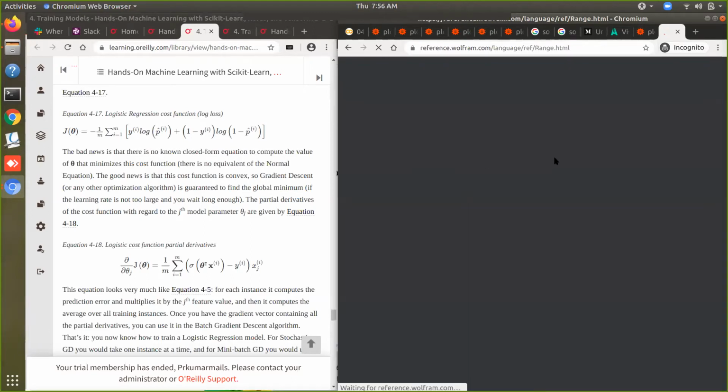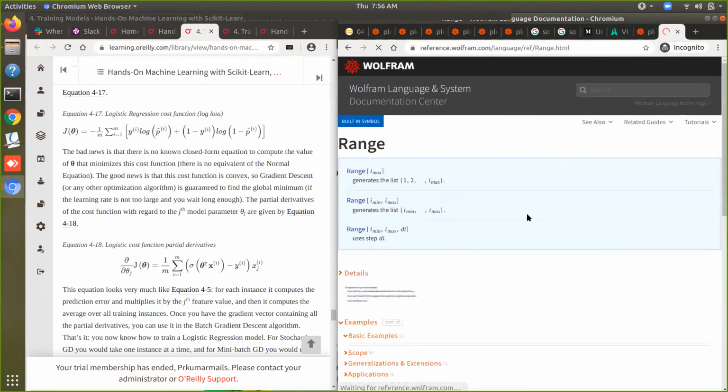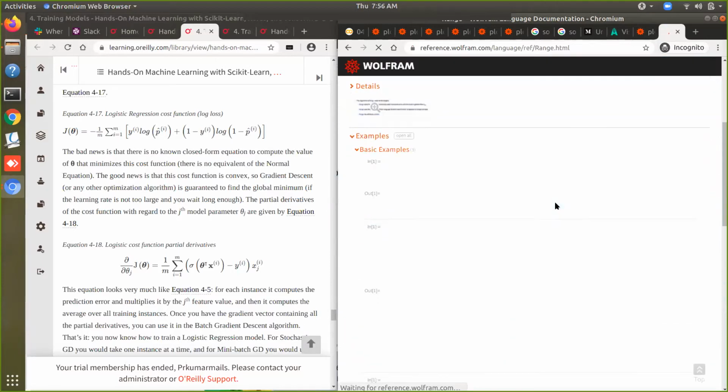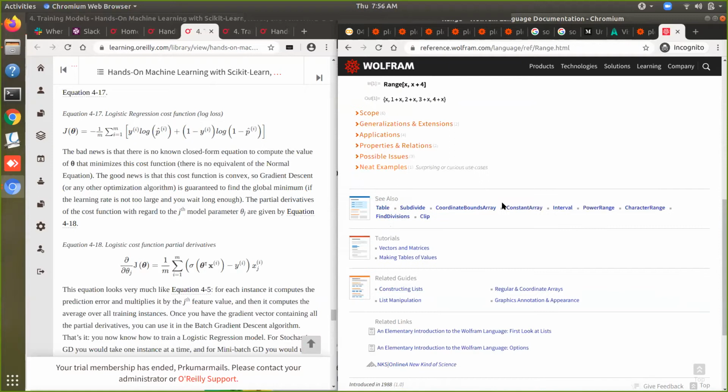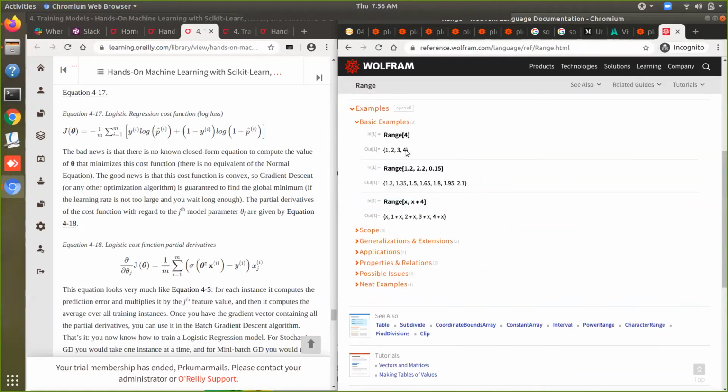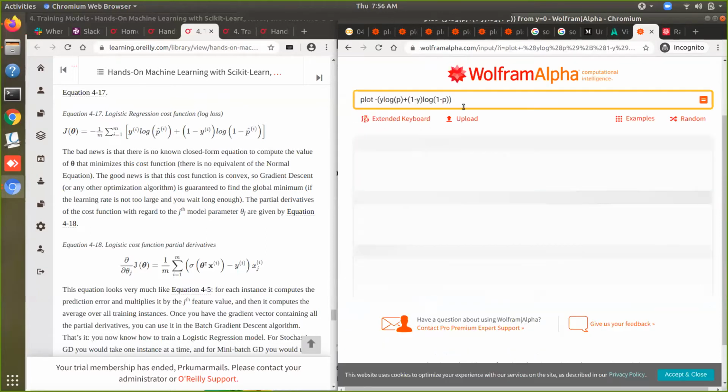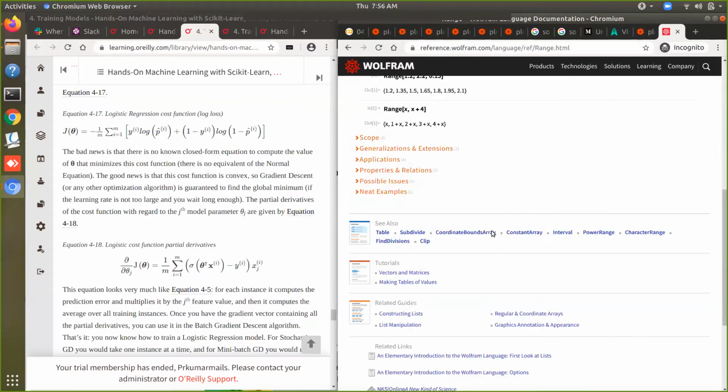Think of it, for example, if Y is 1, then we'll be using the first term. And the second term is going to go to 0, because we're going to have 1 minus 1, so 0. And same thing, if Y is 0, we will be using the second part. So I just wanted to clarify that.